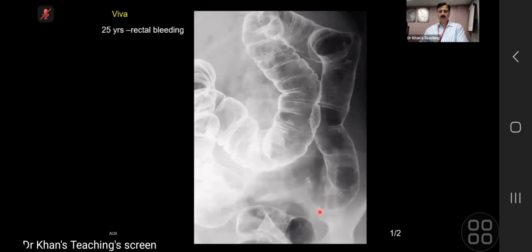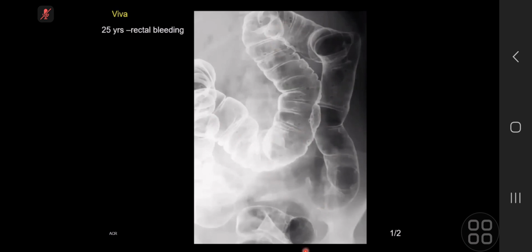Now, what is happening in this bowel? What do you think is happening? So that's again provided with the double contrast barium enema and follow through, in which I can see multiple polyps are present involving the transverse as well as the descending colon.